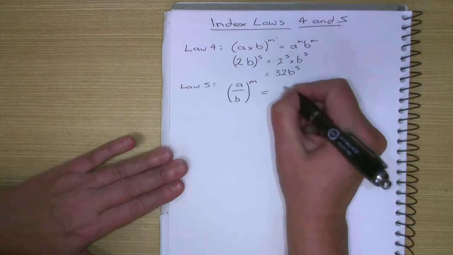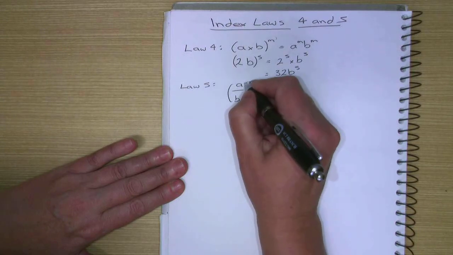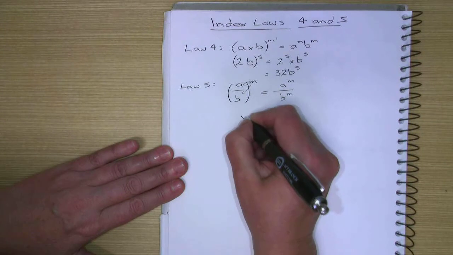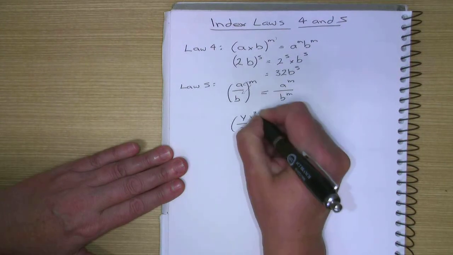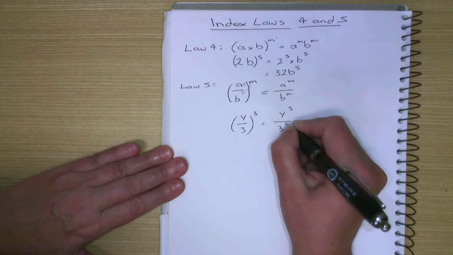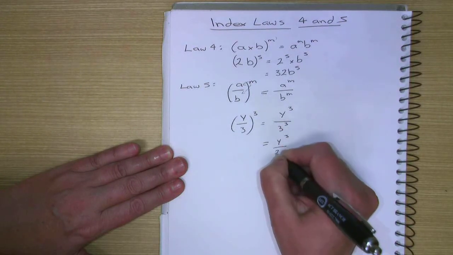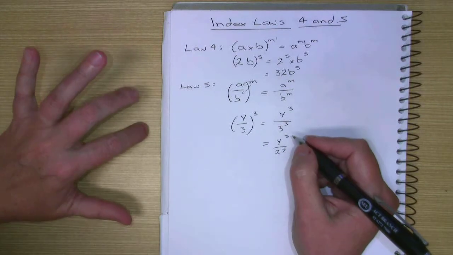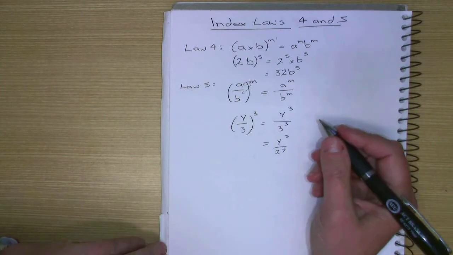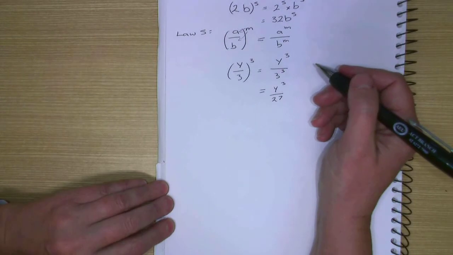Law 5 is to do with division. So if I have a over b, and I put that all to the power of m, that's the same as saying a to the m over b to the m. The m acts on everything that's in the brackets. So an example would be if I have (y over 3) to the power of 3, that would be y to the power of 3 over 3 to the power of 3, which we could expand to y to the 3 over 27. 3 times 3 is 9, times 3 is 27.